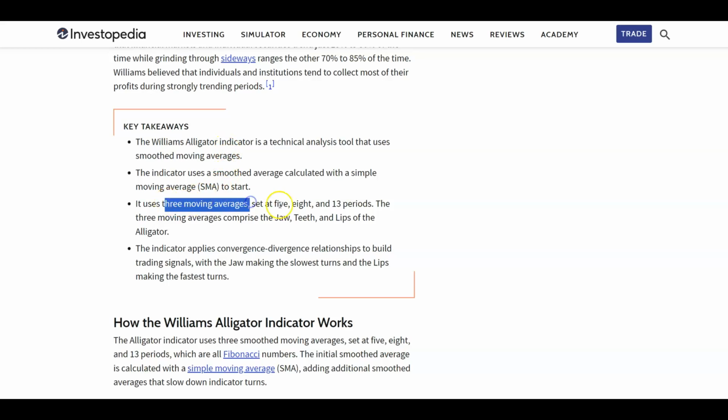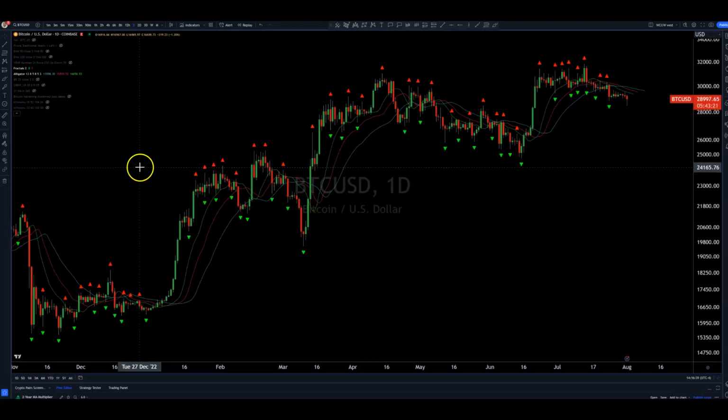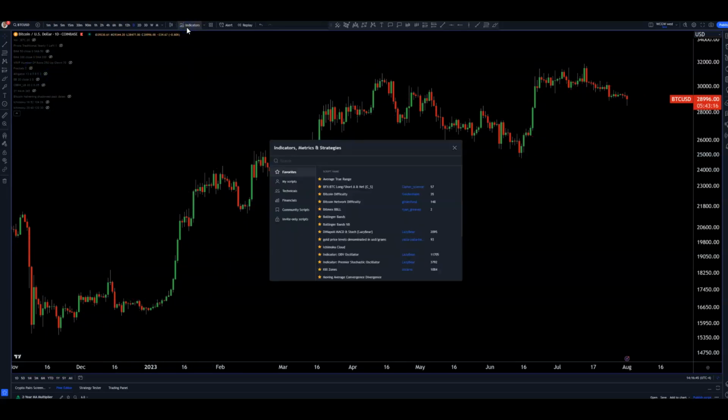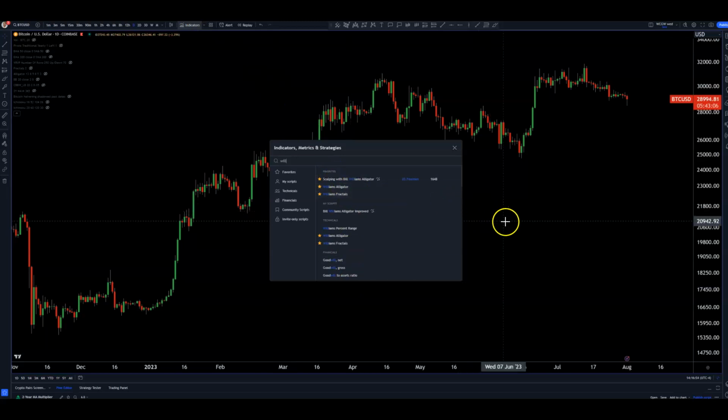So three moving averages, 5, 8, and 13. Those are fibs, as they say here. So let's take a look at what that might look like. If you need to add it to your chart in TradingView or in Kraken Pro, you can just type in Williams, I think they'll both show up. Alligator, fractals. And of course, there's always going to be other stuff there.